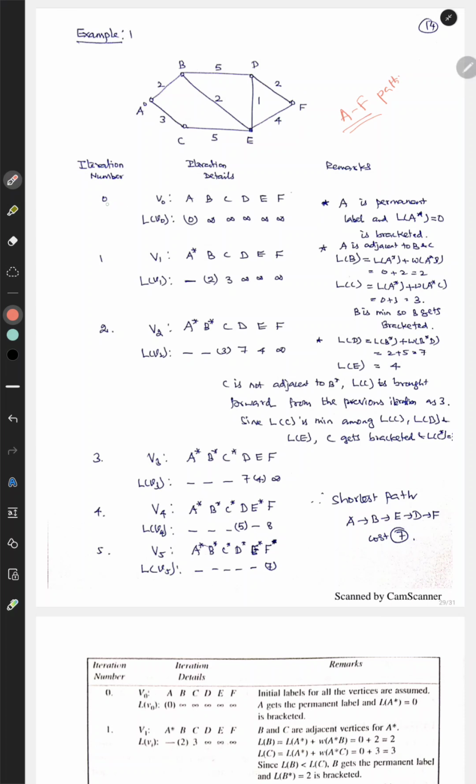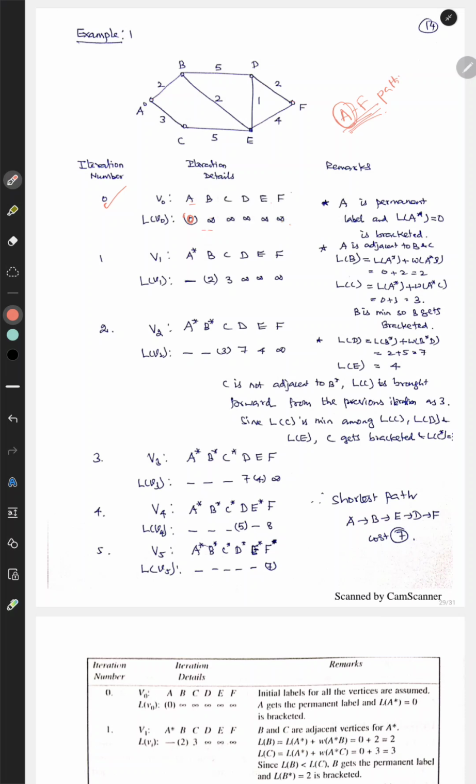So in the initial iteration, the zeroth iteration, our vertex set will be all the vertices itself. From which vertex you are starting the path? A to F paths only you are interested in. So your initial vertex is A, final vertex is F, right? So for the initial vertex in the zeroth iteration, you will give a label of the number 0, and all the remaining vertices you will give the label infinity.